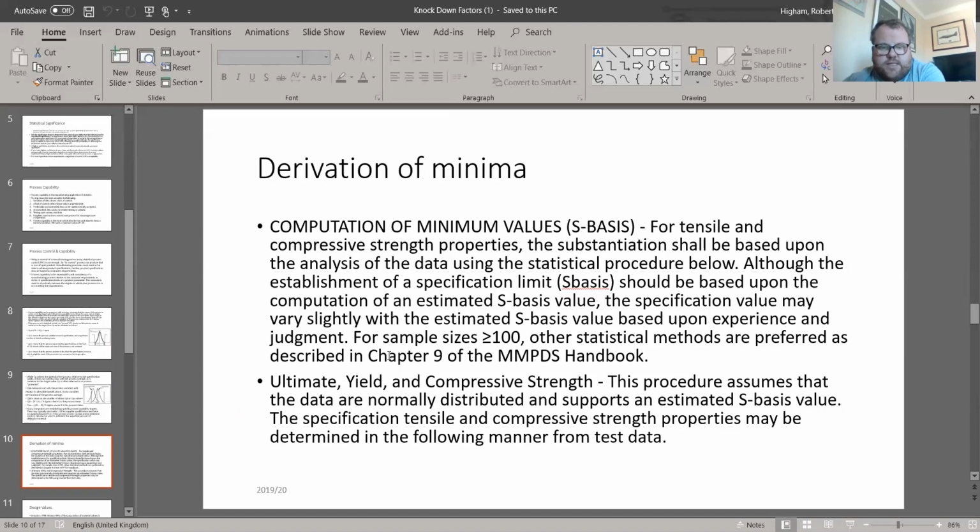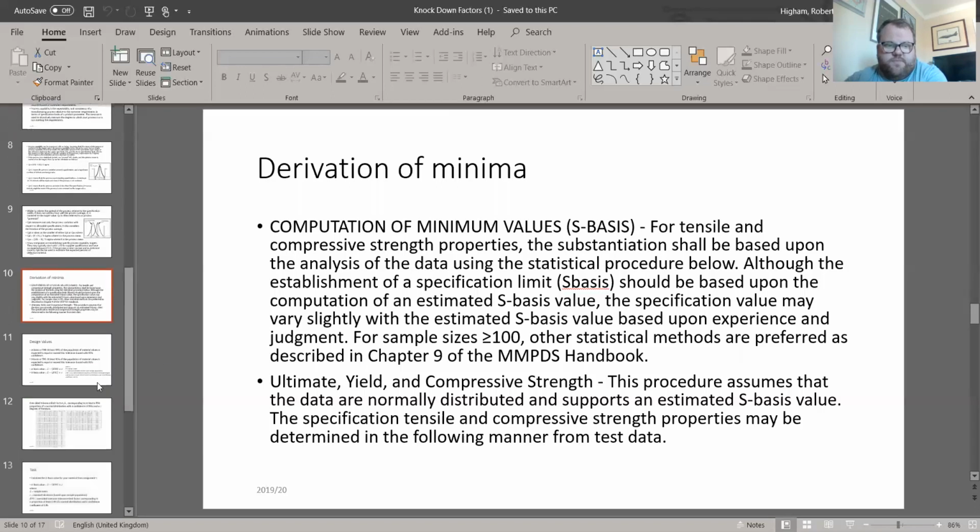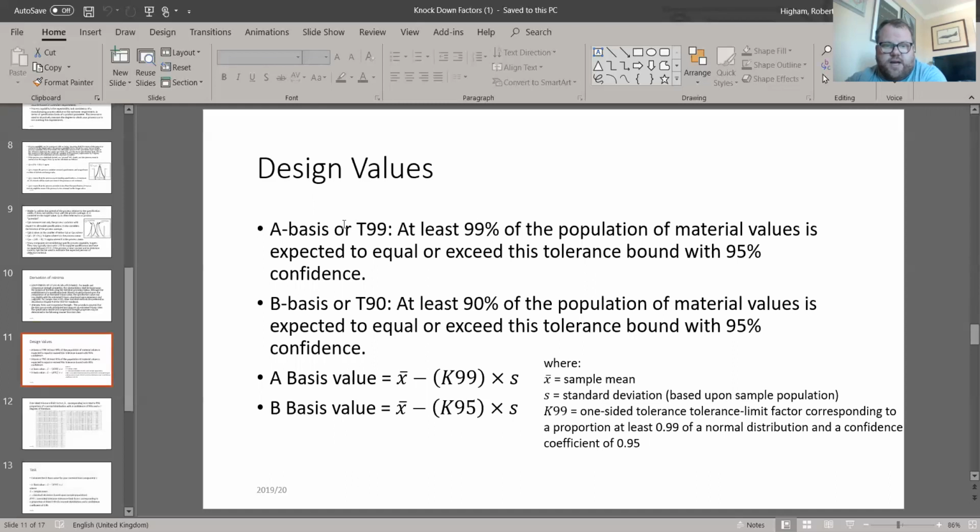What we've got really is for ultimate yield strength, which are things that we've looked at before. Compressive strength, that also fits in, but it's not something that we really work with often. We can calculate from a data set, which really should be higher than 100 minimum data points, what is the true minimum to give us the high level of confidence. So to do that, what we normally have is A-basis data. So what we want to say is 99% of the population we expect it to exceed or equal, and we want to have 95% confidence.